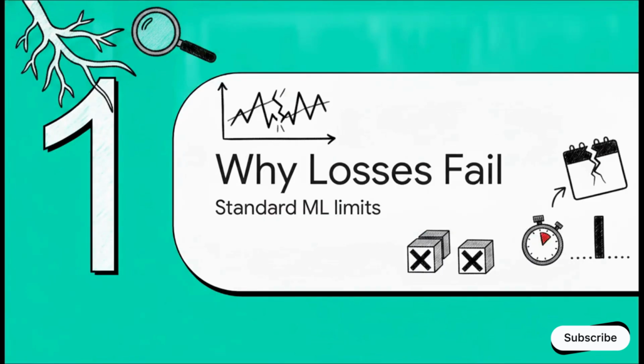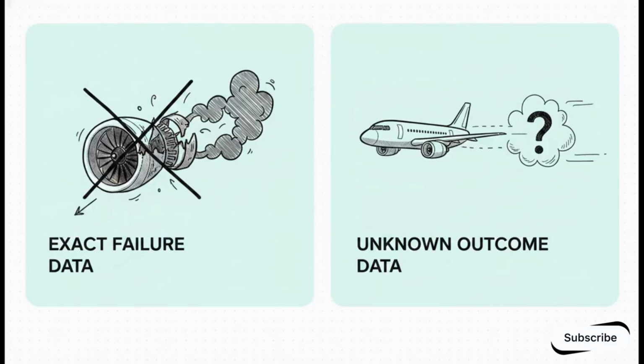Section 1. Why standard losses fail. Standard regression models, they demand absolute certainty. They require a definite target number for every single input. But imagine you're building a predictive maintenance model for, say, an industrial jet engine. If that engine is still running perfectly on the day your study ends, you don't have an exact time of failure. You only possess what we in the field call censored data. You literally only know that the time to failure is strictly greater than the current time.